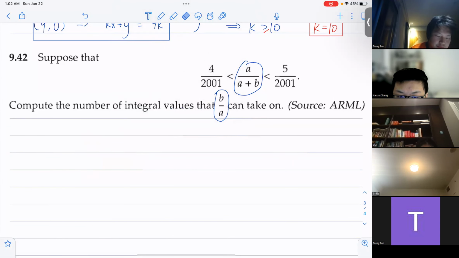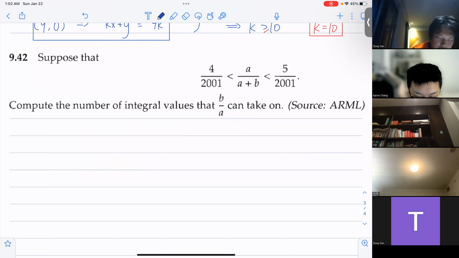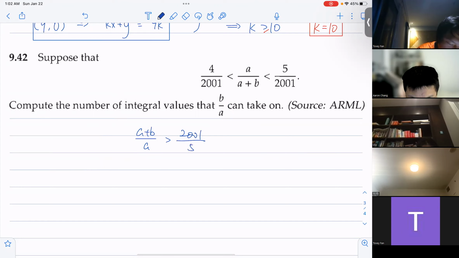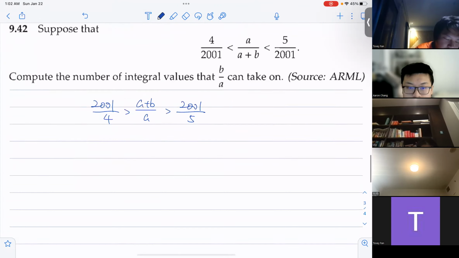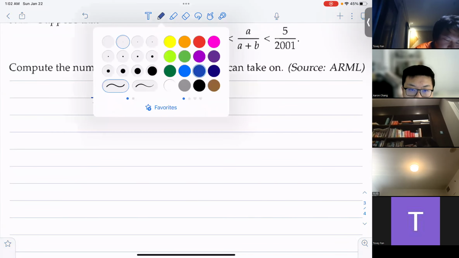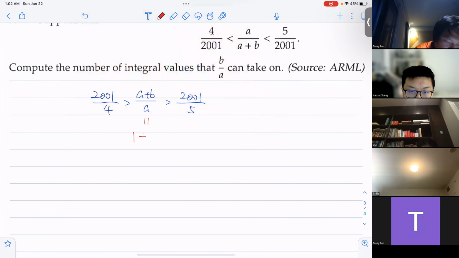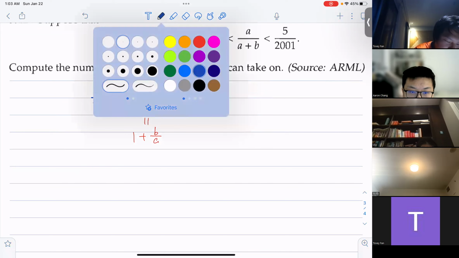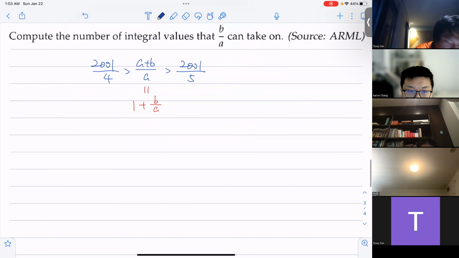Yeah, so just take a reciprocal and minus 1. That's all we need to do. So first we take a reciprocal, a plus b over a, and everything is reciprocated: over 5, and this is 2001 over 4, and the middle part just becomes, the important part, 1 plus b over a. So you just have to subtract 1 from all sides. So that's b over a.